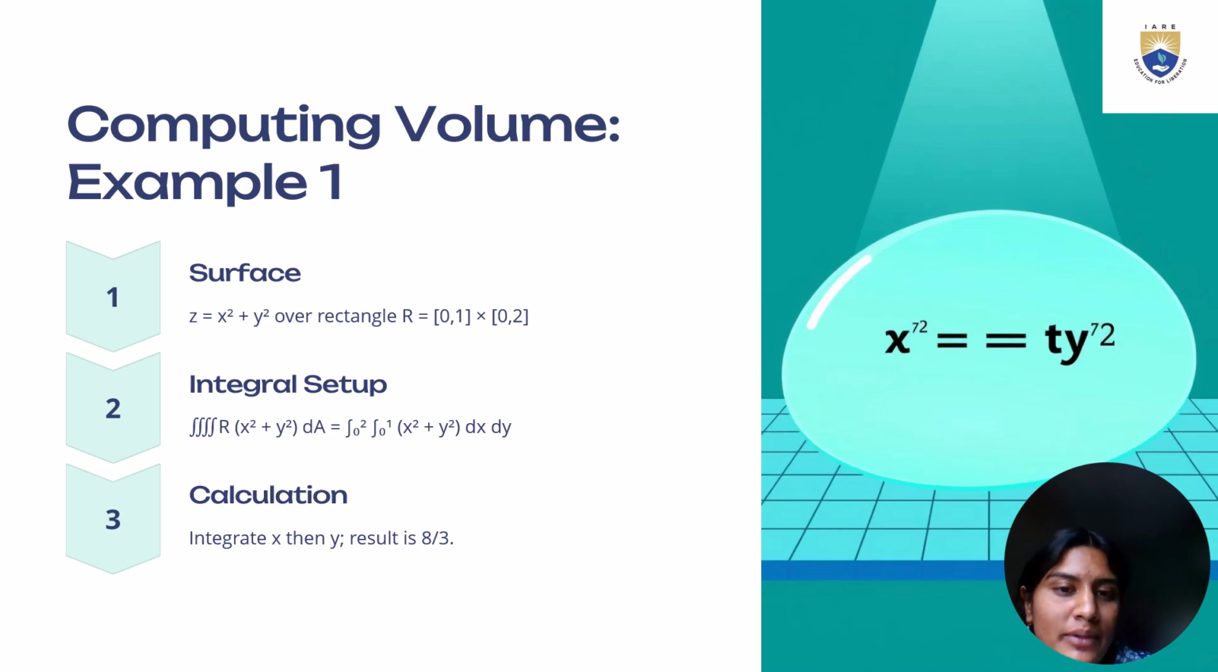Now computing limits of the rectangle, one limit goes from 0 to 2 and the second limit goes from 0 to 1, for x squared plus y squared dx dy. Now we integrate, first from 0 to 1 with respect to x and then from 0 to 2 with respect to y. After solving, we find that the final volume is 8 by 3.